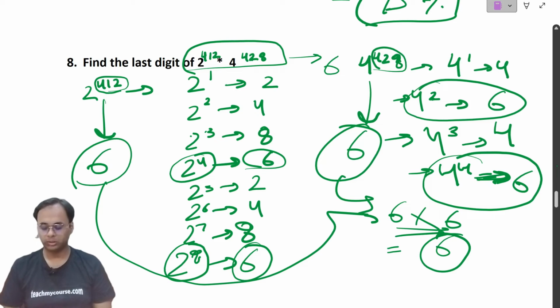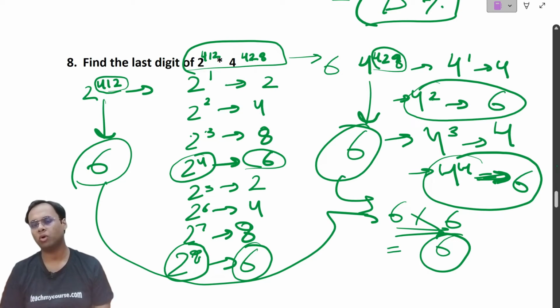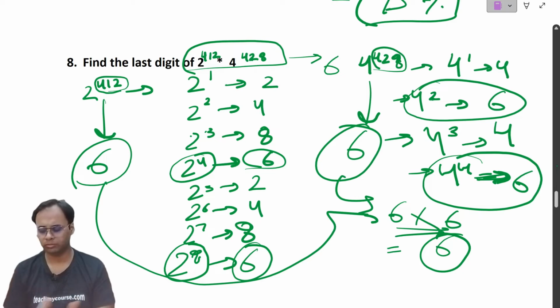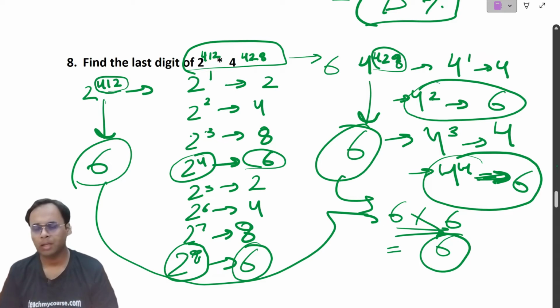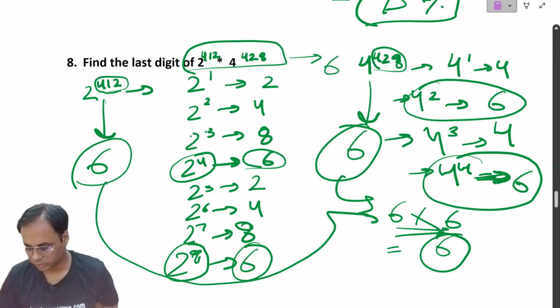So this is how we break down such complex looking questions. We have broken it down into two parts. We firstly calculated the last digit for the first part, then the last digit for the second part, and we just multiplied them, and we got the last digit of the resultant, which is 6.